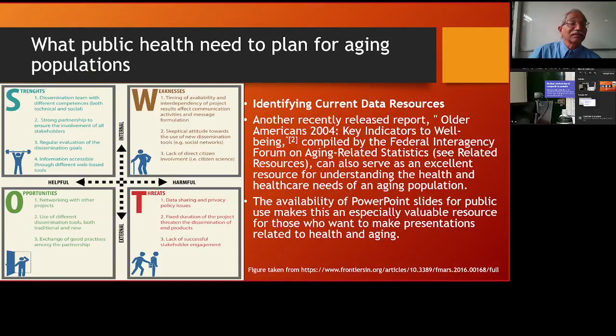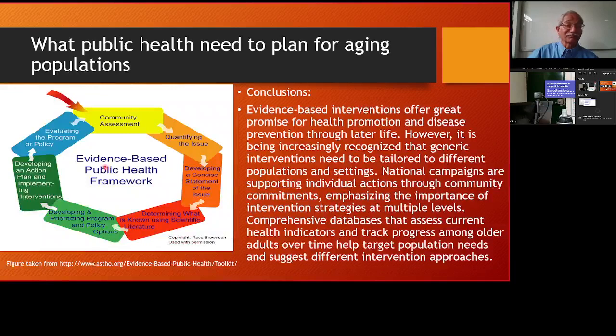So there is a SWOT analysis. Strengths are there, weaknesses are there, opportunities are there, and threats are there. So based on the SWOT analysis of all these, you create new data sources and resources for the aging people, to find out how they will.